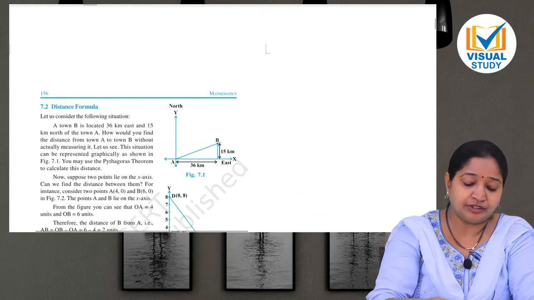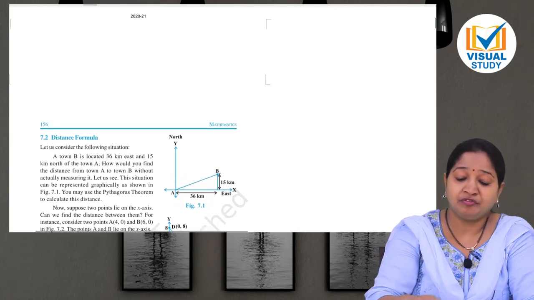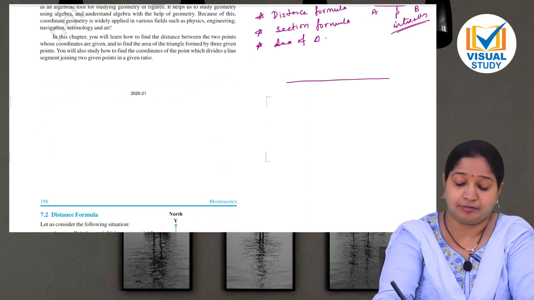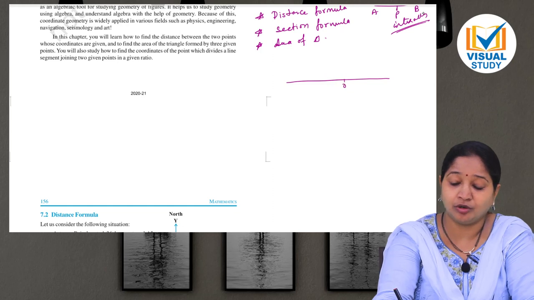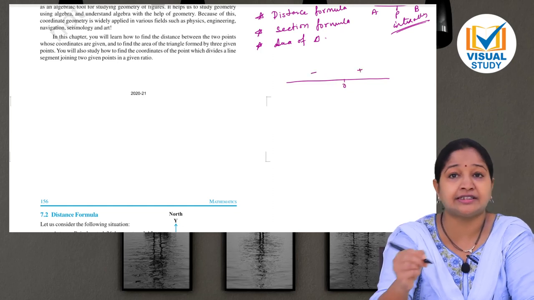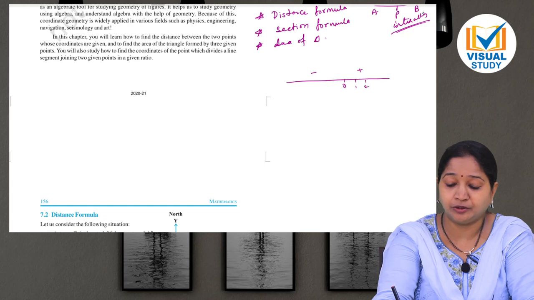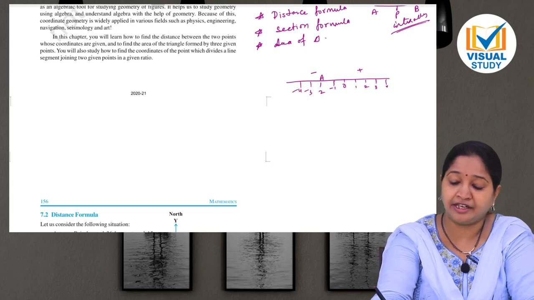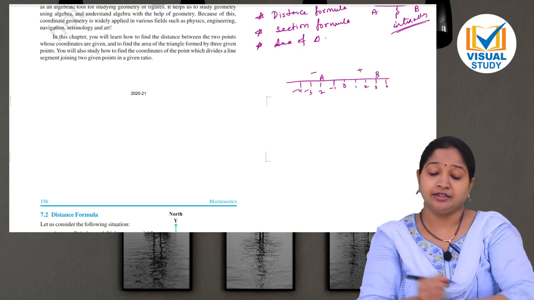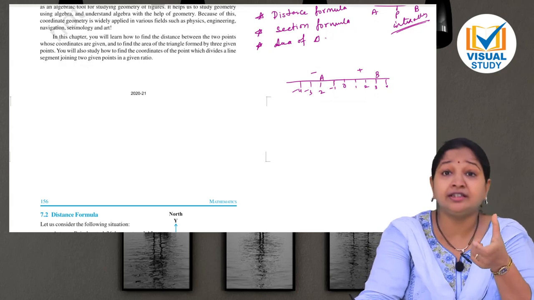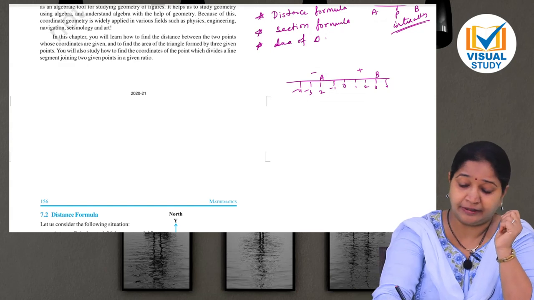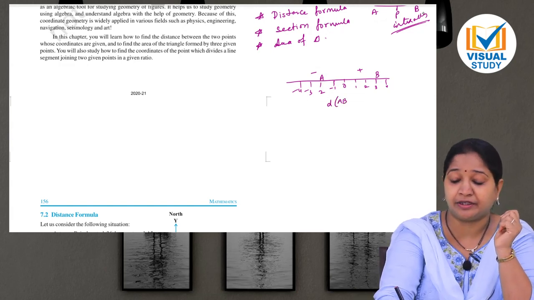First we are going to do the distance formula. Before going to the distance formula, you know this is a number line, 0, here all the things are positive, here it is negative. Here 1, 2, I'll just write it. Suppose I have A here and I have the point B here. If I tell you, find the distance between A and B, what will be your distance between A and B?